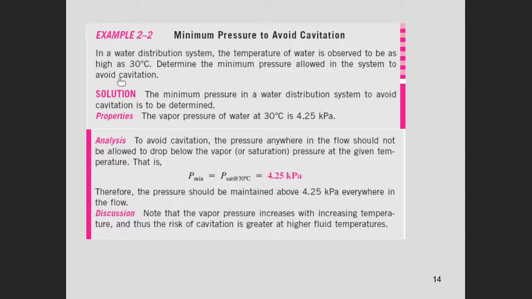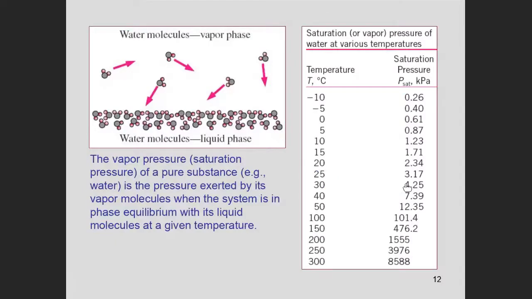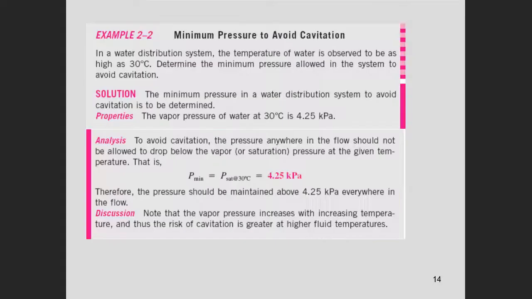So here the problem is, he's telling you, determine the minimum pressure at temperature of 30. At temperature of 30, the pressure is 4.25. Am I right or wrong? Let us go back. Pressure at 30, 4.25, right? Yes. We have been here, we are. Right? So you need to have a pressure of 4.25 kilopascal minimum. Don't go below it. If you go below it, you are going to lose a lot.